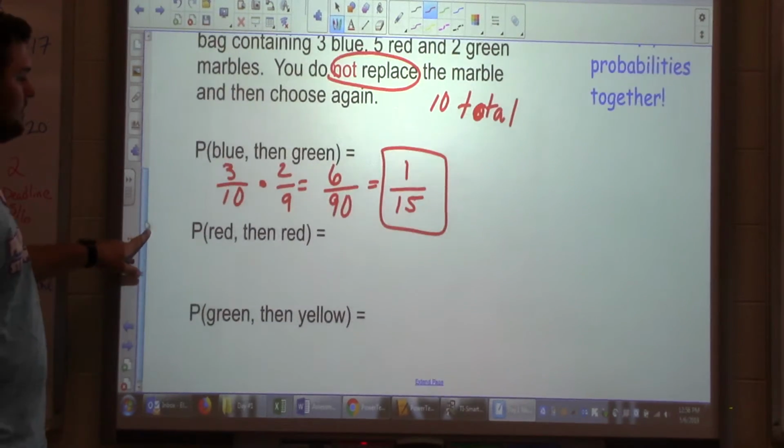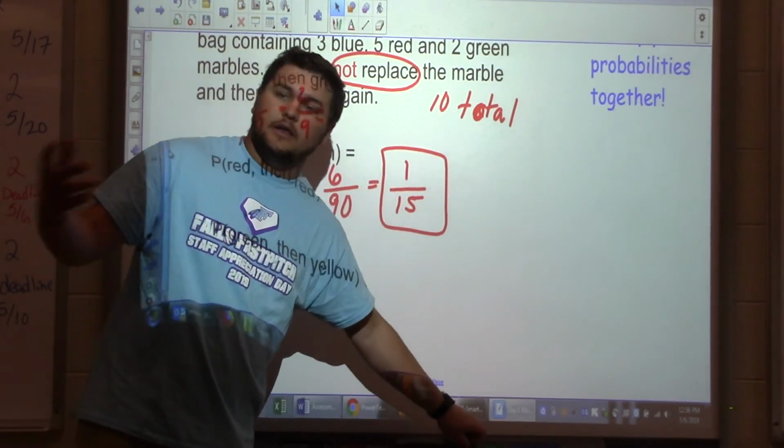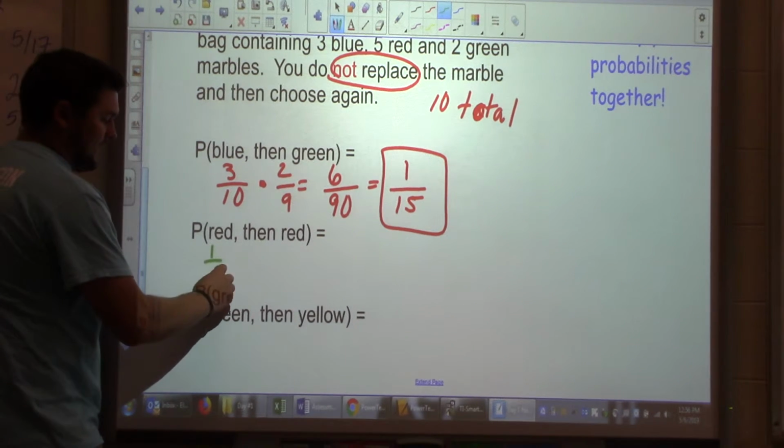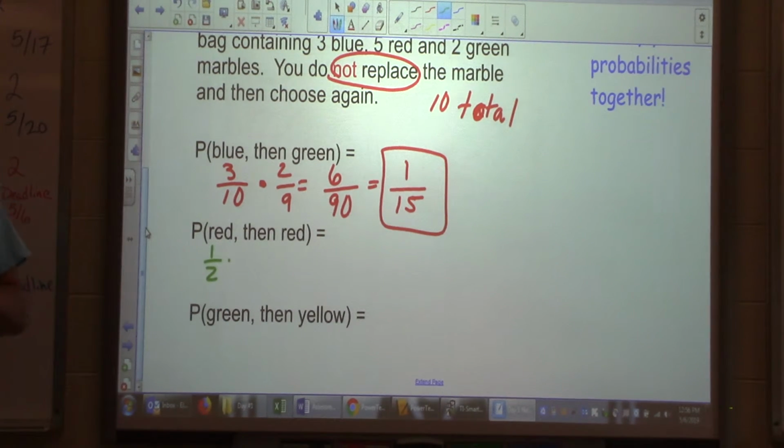Alright, what about picking a red and then another red? Well, first of all, what's the probability to pick a red out of there first? 5 out of 10 or 1/2. Right? If you want to write 5 out of 10, you get the same exact answer. It's not a huge deal.